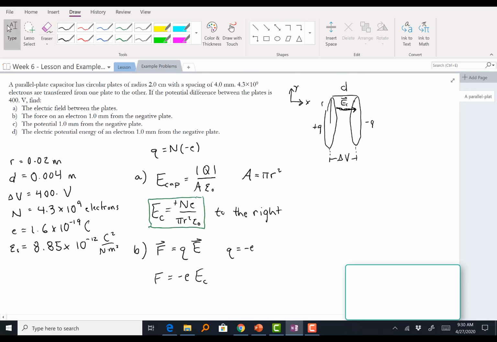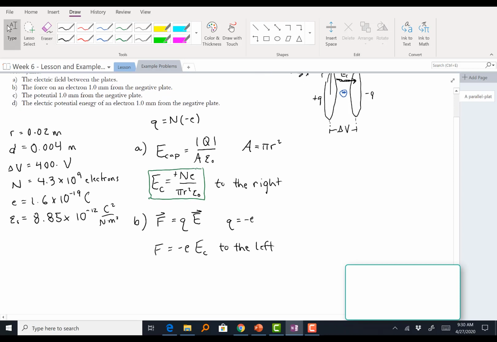That negative sign is actually telling me that it's going to reverse direction. So if I imagine putting a negative charge somewhere in here, it's going to go towards the positive plate, away from the negative plate, so the direction on that is going to be to the left or in the negative x direction. Either way is going to give us that answer.